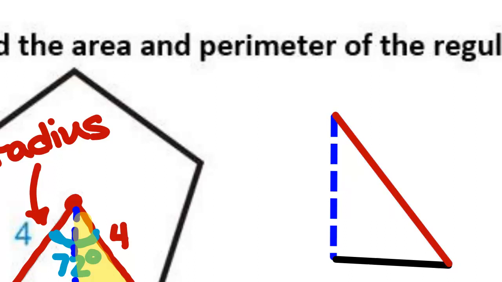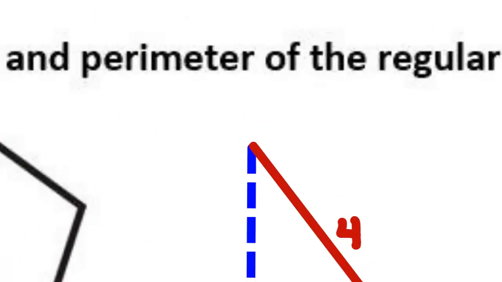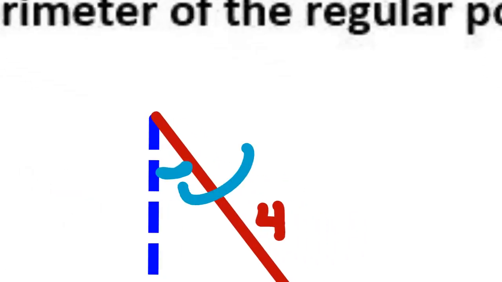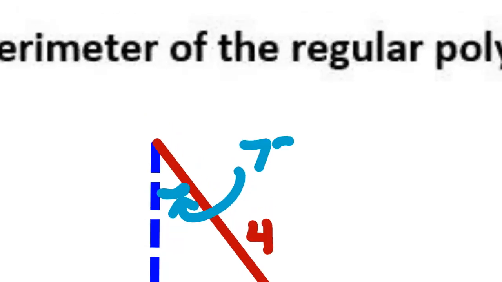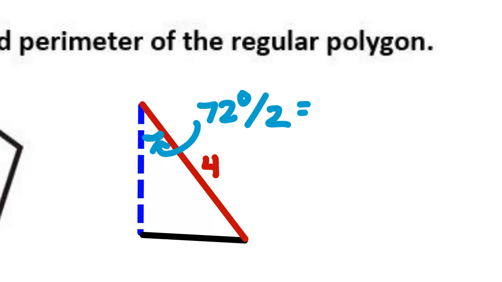We know that the radius is 4. What is that apothem doing to the larger isosceles triangle that I have going on down here? It's cutting it in half. So what would happen then to this angle up at the top? It would also be cut in half. So I can figure out how big that angle is. It's going to be 72 degrees cut in half. What is 72 divided by 2? 36. So I have a 36 degree angle here, and I have a radius of 4.